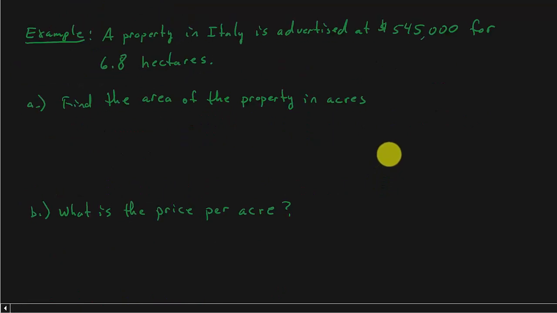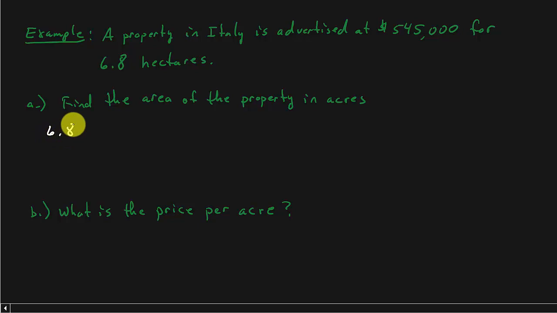It says a property in Italy is advertised at $545,000 for 6.8 hectares. Find the area of the property in acres, and what is the price per acre? All right, so we got 2 things to answer here. This is easy. So let's go ahead and convert the area to acres. So we're going from hectares to acres. We've got 6.8.